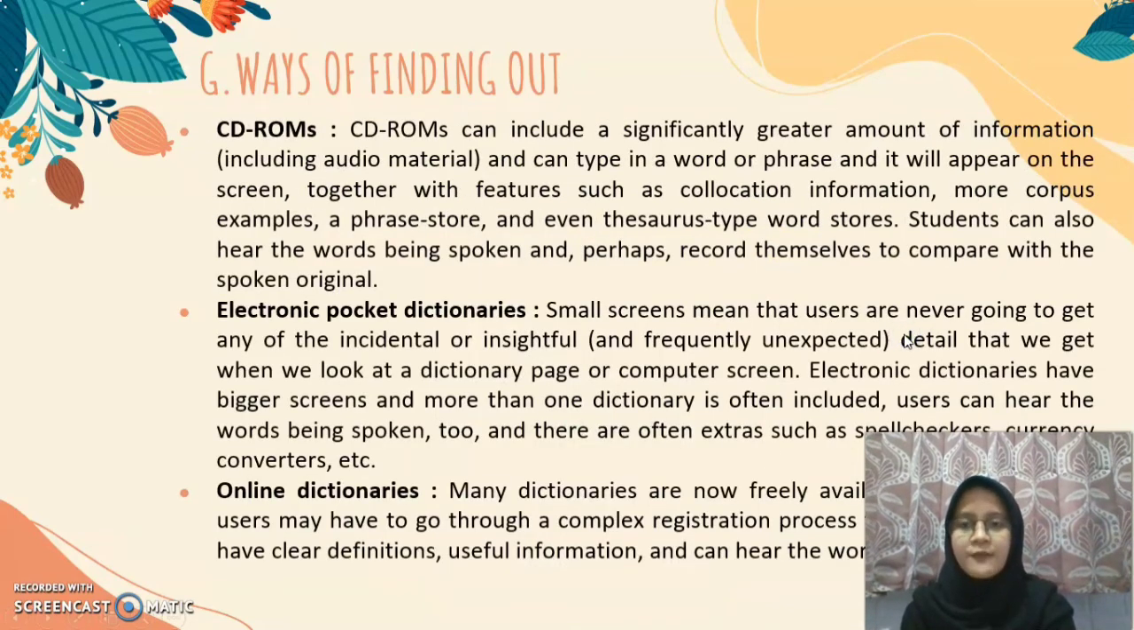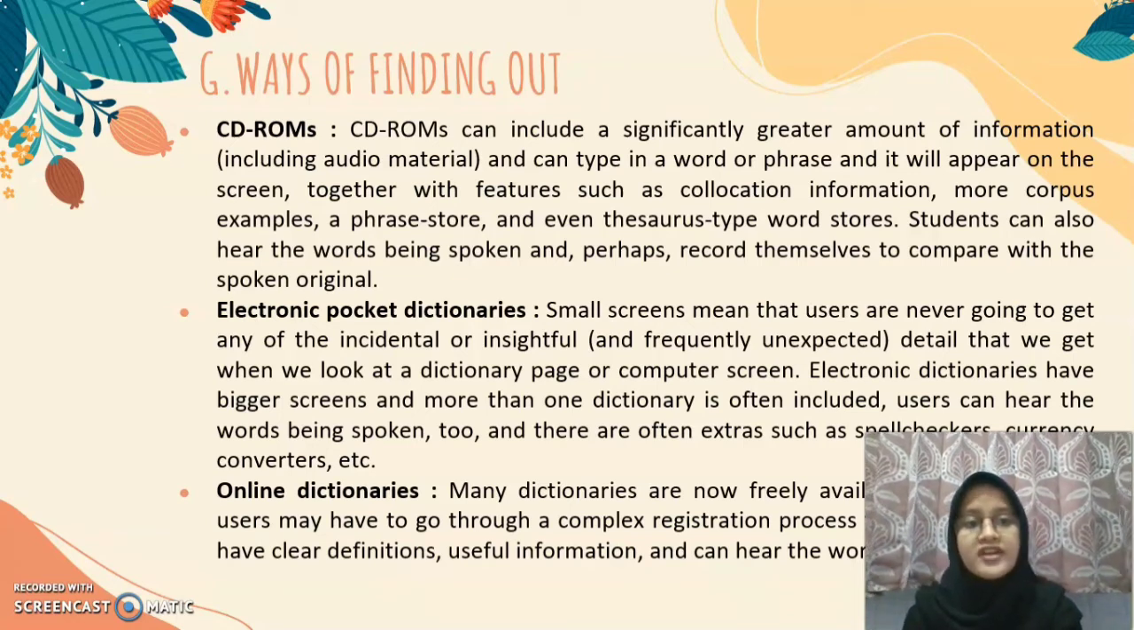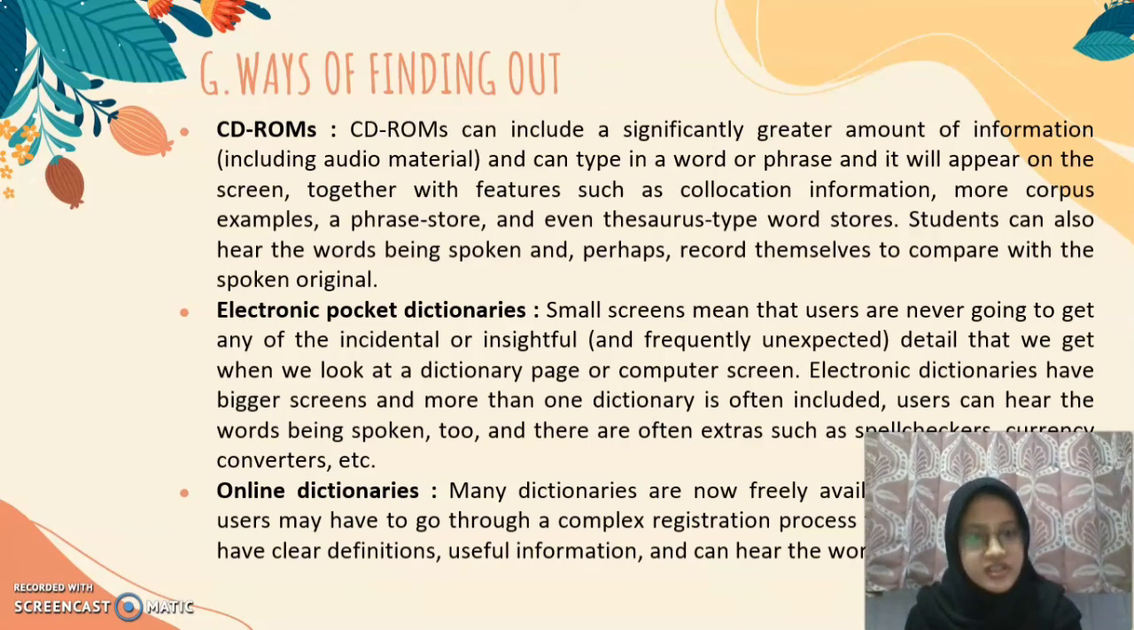Okay, next. The second is CD-ROMs. CD-ROMs can include a significantly greater amount of information, including audio material, and we can type in a word or phrase and it will appear on the screen together with features such as collocation information, more corpus examples, a phrase store, and even thesaurus-type word stores. Students can also hear the words being spoken and perhaps record themselves to compare with the spoken original.